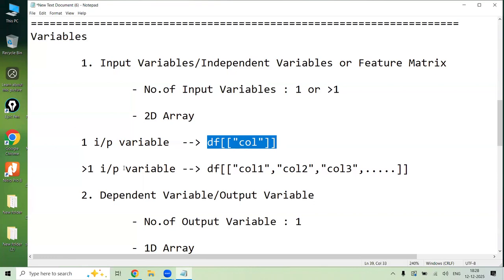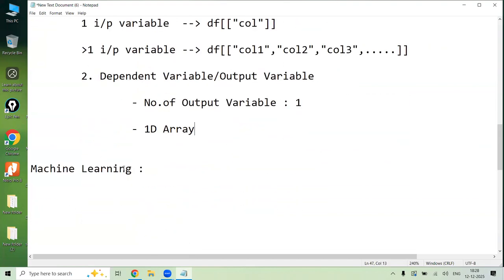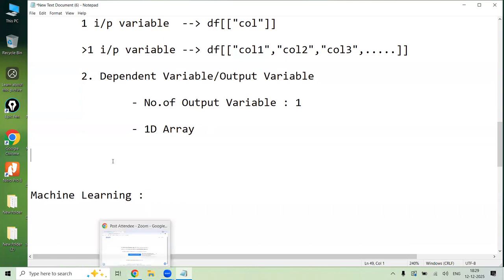Now the point is, sir, you are explaining the input variable and the names you are using, but what is the meaning? Let's understand the concept clearly. The concept is that we are going to ask the machine to identify the relation between two columns. Let's take an example like this.